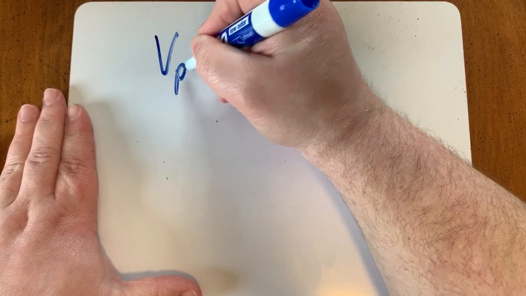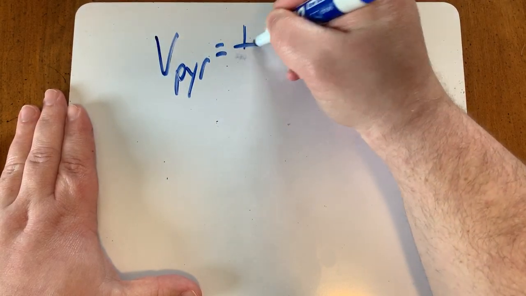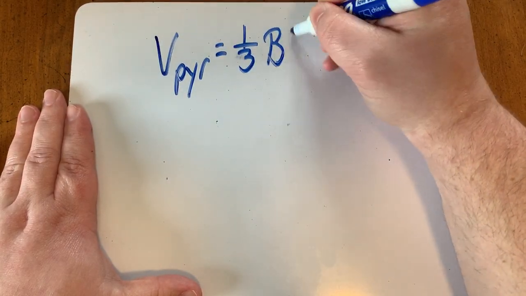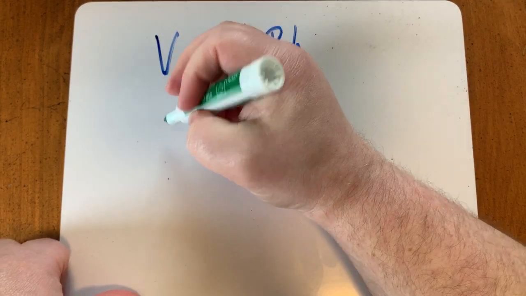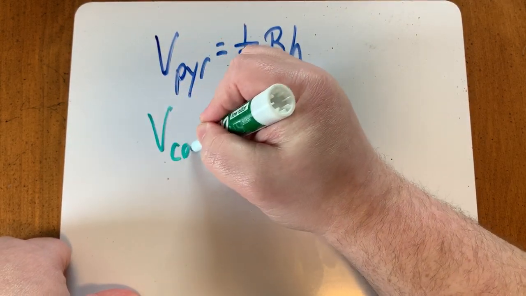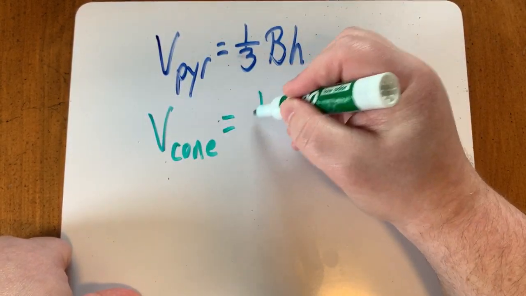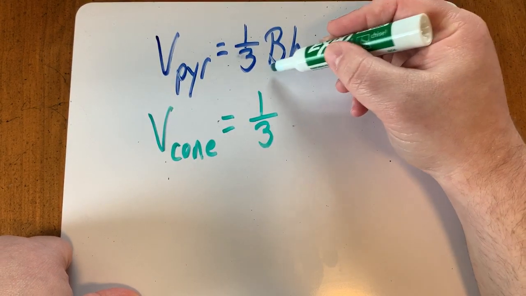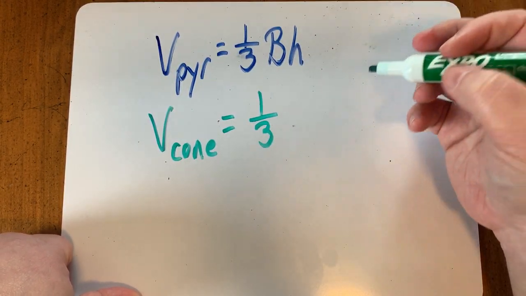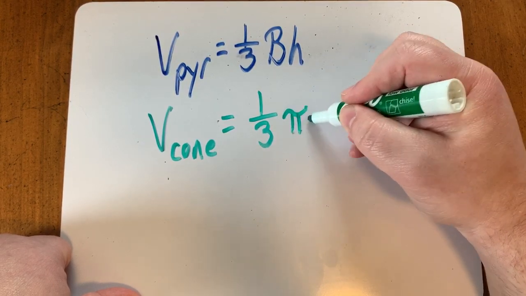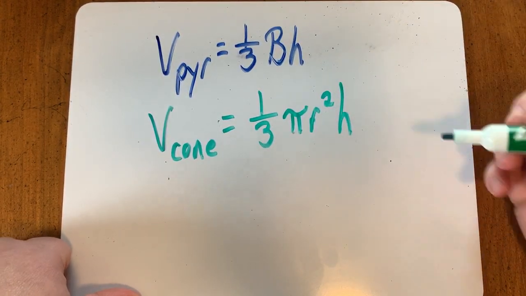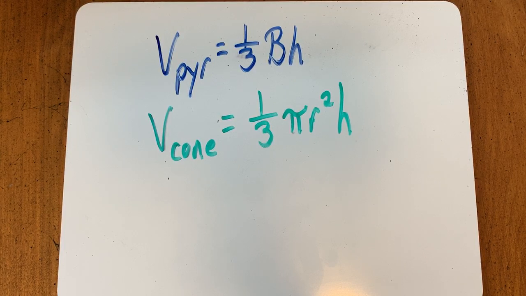So the volume of a pyramid was 1/3 times the area of the base times the height. That is the same thing for the volume of a cone. But this time, there's not ambiguity as to what type of figure the base is. The base is always a circle. So it's 1/3 pi r squared times the height.